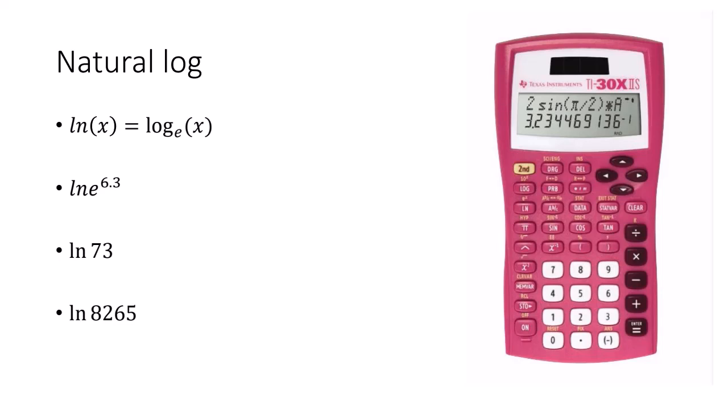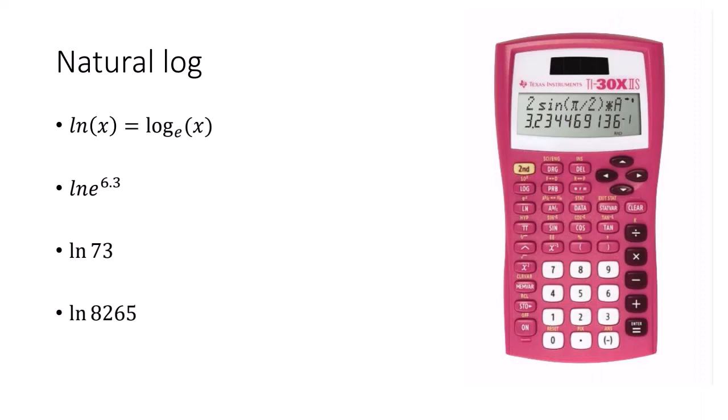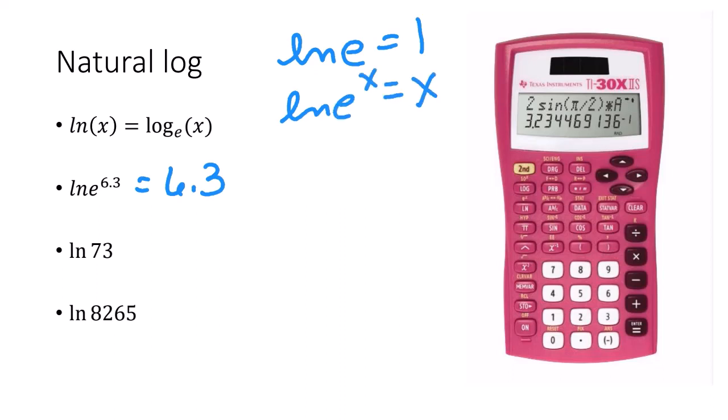All right. The other one that's really essential to understand is natural log. Natural log is log base e. So when you see ln, it means it's base e. Again, you have to have your calculator to do this. This one, natural log of e to the 6.3, you can hit in your calculator, you're going to get 6.3. There's rules like natural log of e is 1, and natural log of e to the x is x. So because natural log is log base e and I have e, they cancel each other out.